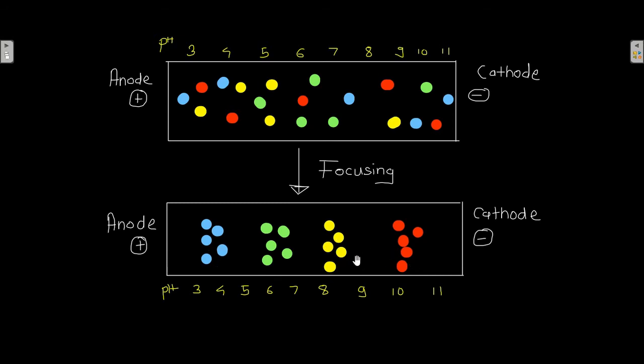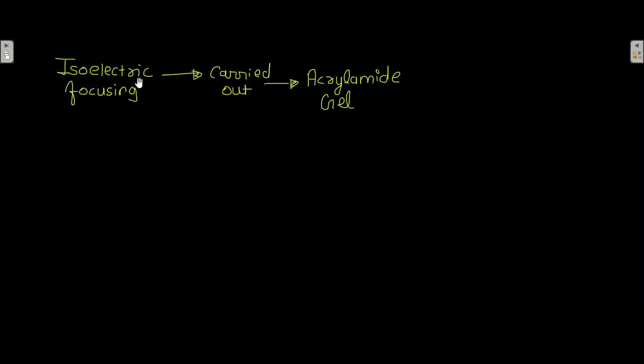If this pH gradient was not there, then proteins with a positive charge would have moved to the cathode, and proteins with a negative charge would have moved towards the anode. But because of the presence of this pH gradient in the system, the proteins get separated into these bands. Now isoelectric focusing is carried out in an acrylamide gel.